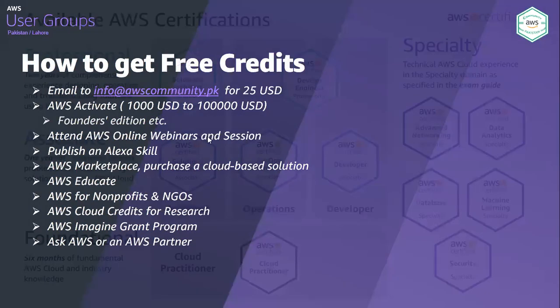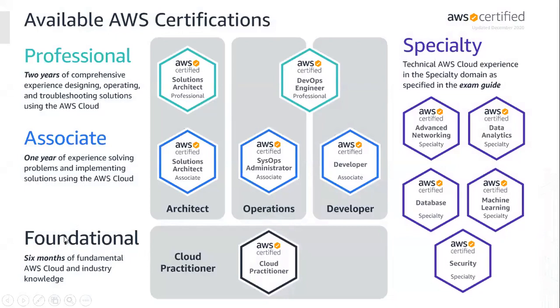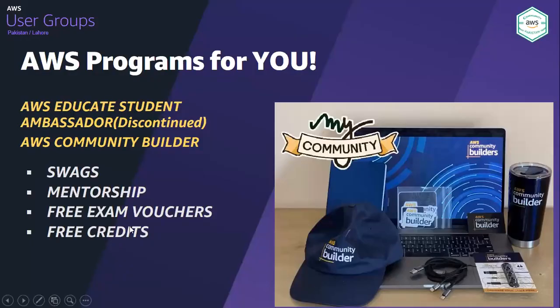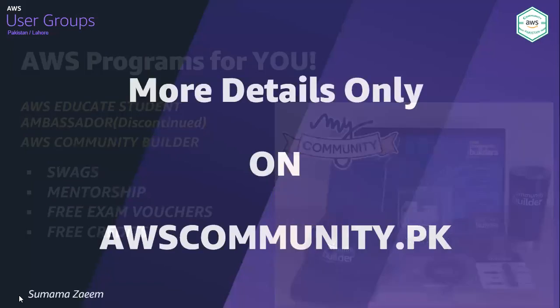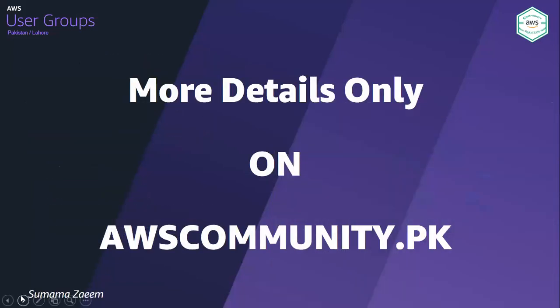So there are the different AWS certifications. You can see foundational, associate, and then professional level. The foundational level costs about $100, associate costs $150, and professional costs $300. There are also different AWS programs where you can interact with AWS employees. There are free credits, free exam vouchers, and mentorship. For more details, you can follow awscommunity.pk.